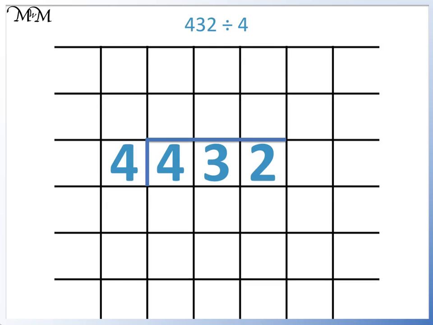432 divided by 4. 4 divided by 4 equals 1. Now for 3 divided by 4. 4 does not divide into 3 because it is bigger, so we write a 0. 0 times 4 equals 0, so we have a remainder of 3. We write this remainder by the next digit along. We now have 32 divided by 4, which equals 8. So 432 divided by 4 equals 108.